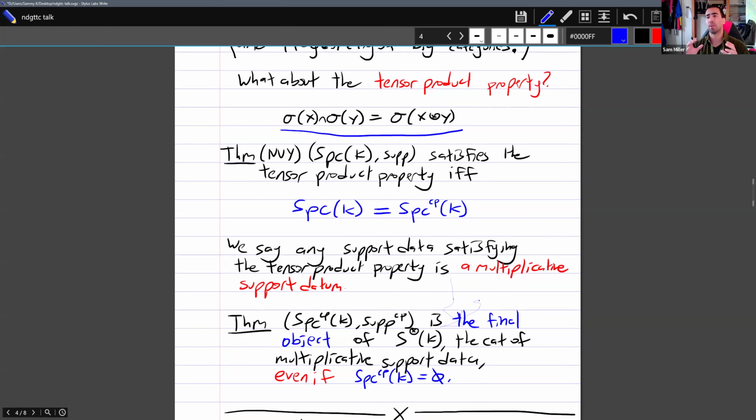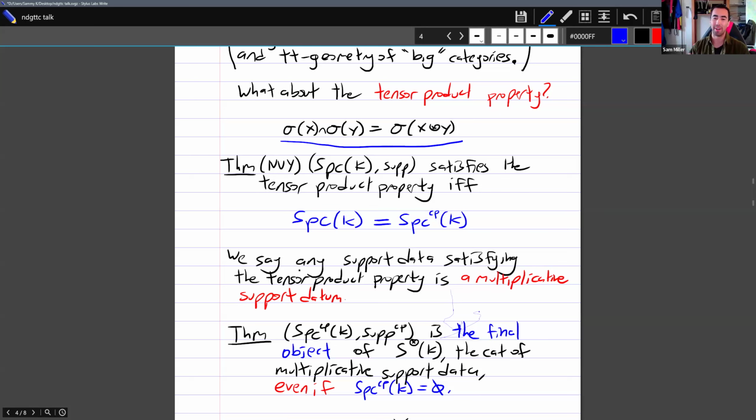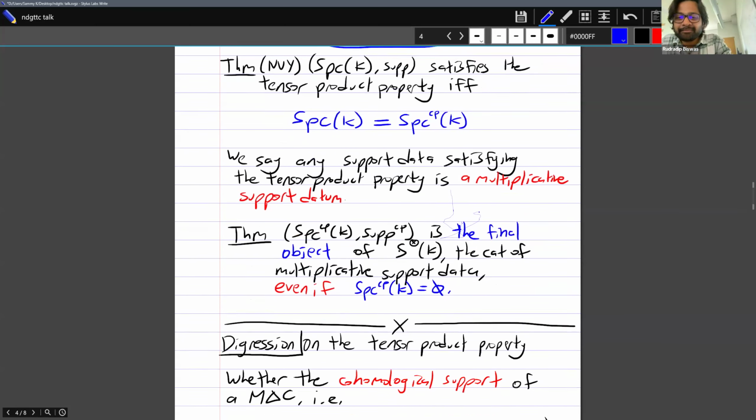I guess one could restrict to the subcategory of all monoidal triangulated categories for which this equality does not hold, and then ask, is there a subcategory of that for which spec of k is still functorial? And I don't know what the answer there would be. I would guess no. Okay, that would be interesting. Yeah. Good. Thank you.